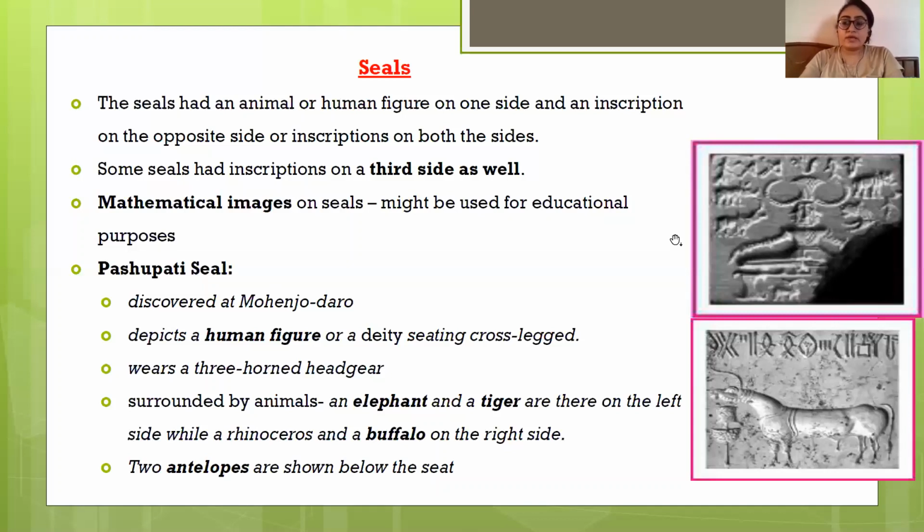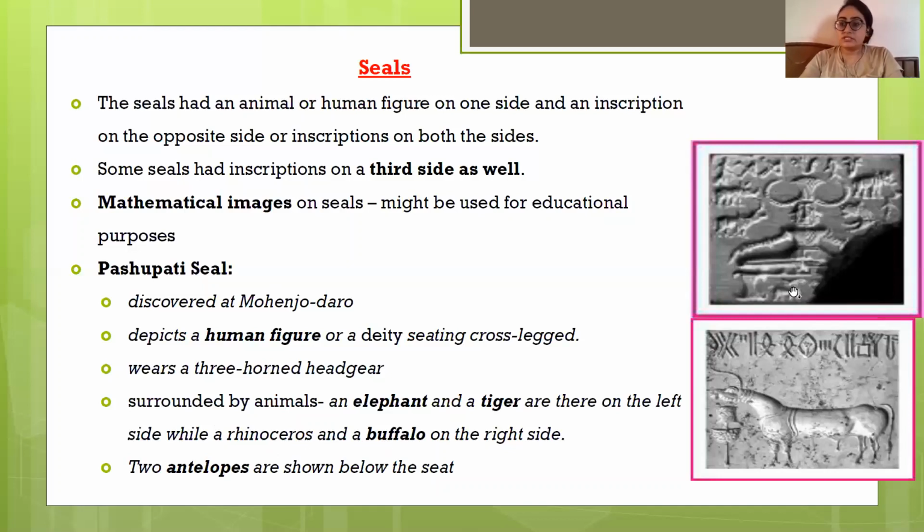Now, what is he wearing? He is wearing a 3-horned headgear. We can see 2 horns over here, but the third horn is hidden behind. So he is wearing 3-horned headgear. Now, what animals are surrounding him? There are so many animals, and among these we find an elephant and a tiger on the left side, and then on the right side a rhinoceros and a buffalo.